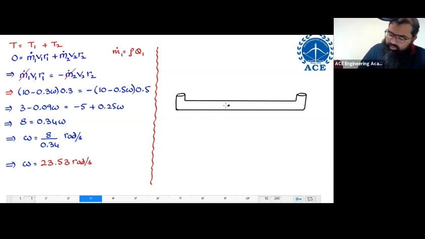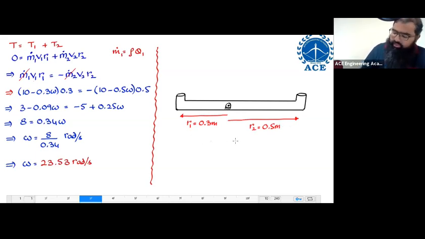Let us say you're having a hinge over here. I'm going to take the same data. Let us say this is R1. The value of R1 I'm taking is equal to 0.3 meters. This is R2. The value of R2 I'm taking is equal to 0.5 meters. Same data I'm taking. The value of net discharge is equal to 3 liters per second.